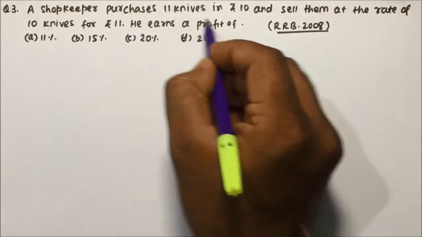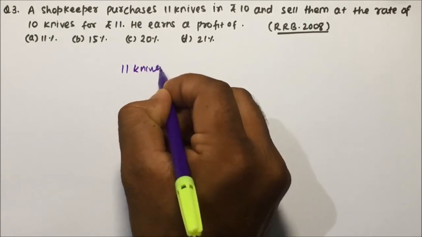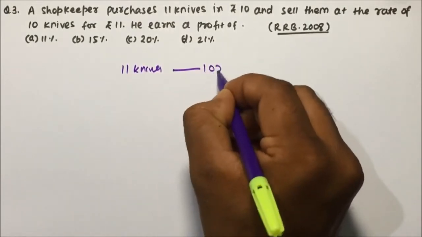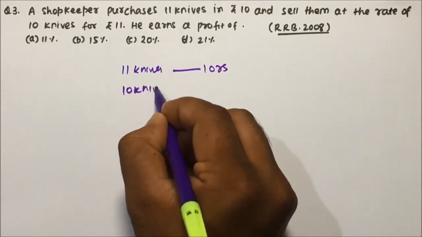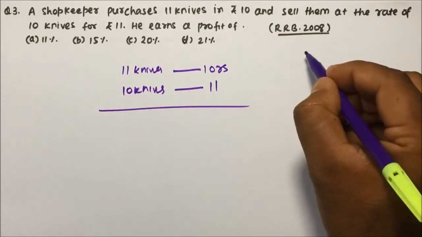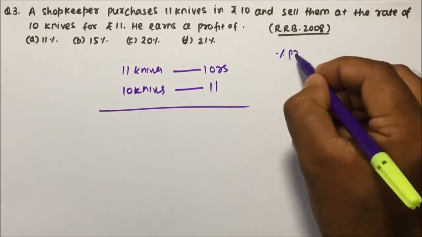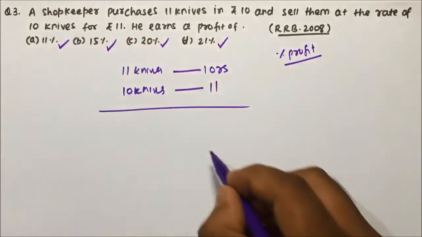A shopkeeper purchases 11 knives for 10 rupees. So see, 11 knives, what is the price? 10 rupees is the price, and he sells them at the rate of 10 knives for 11 rupees. He earns a profit, and then you have to calculate the percentage of profit, right? You can see the options are given in terms of percentage of profit.